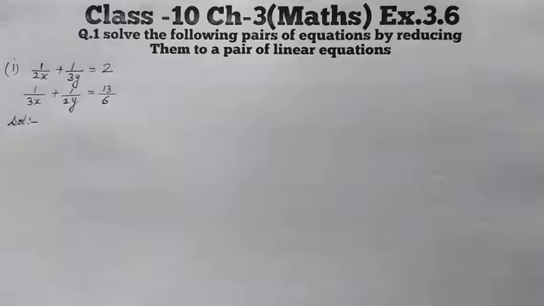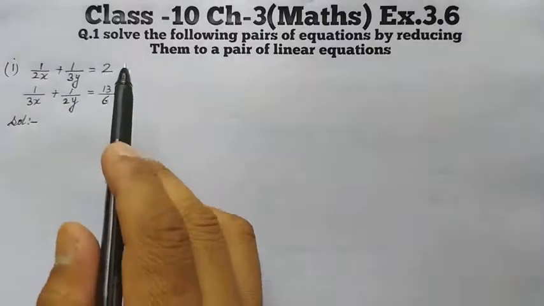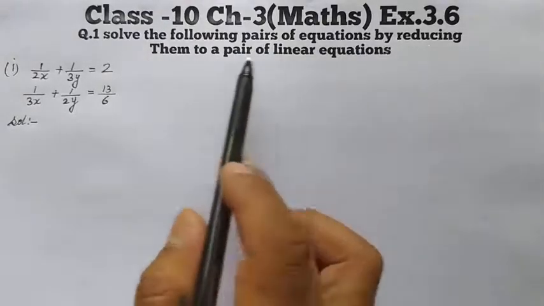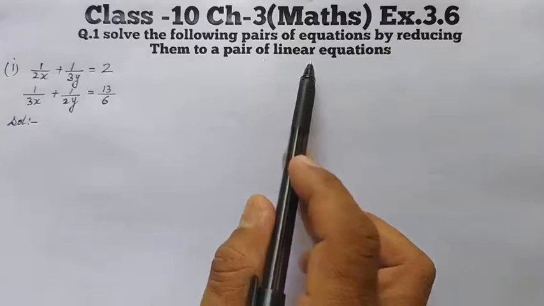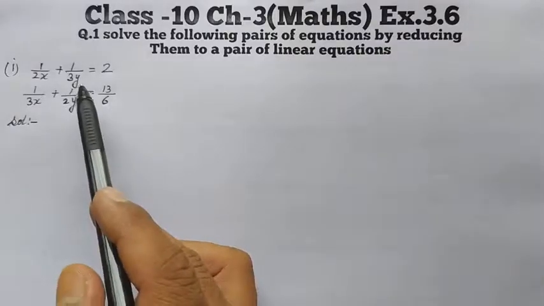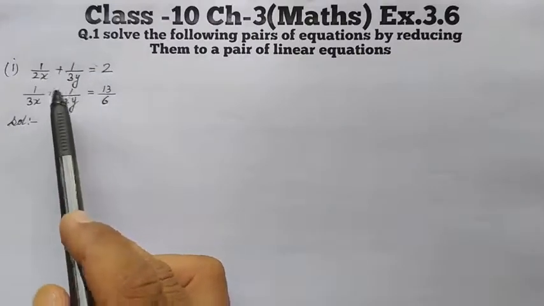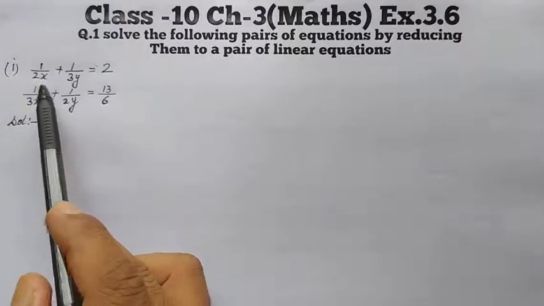Dear students, let's do this question. The question is, solve the following pairs of equations by reducing them to a pair of linear equations. As we see here, this pair is not a pair of linear equations. It is just a pair of equations.